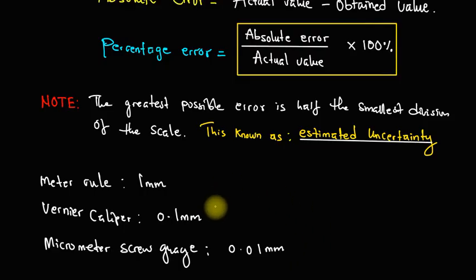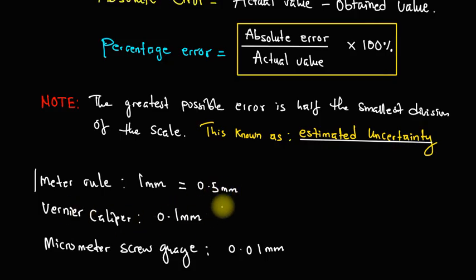Now if they ask you a question in JAMB, the greatest possible error which a meter rule can have, the answer is going to be half of its accuracy. So 1 millimeter divided by 2, the answer is going to be 0.5 millimeters. So this means the estimated uncertainty of a meter rule is 0.5 millimeter.